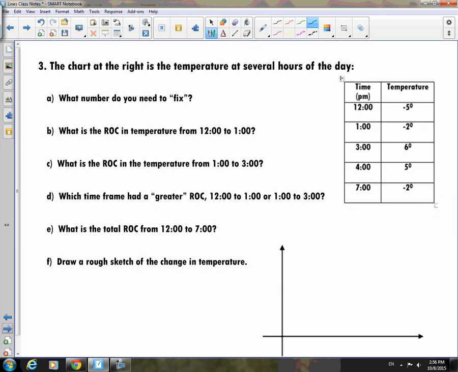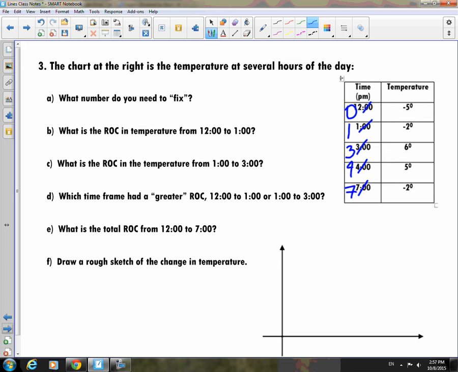Okay, now we're going to go ahead and look at this temperature chart showing several hours of the day. And notice we're looking from noon to 1 to 3 to 4 to 7. Well, if we're trying to subtract 12 from 1, that wouldn't really give us what we're looking for, because 12 minus 1 is 11. But really that's only 1 hour. So what we're going to want to do is actually change our table. So this would be our 0, this would be our 1, this would be our 3, because that's 3 hours later, this would be our 4, and that would be our 7.